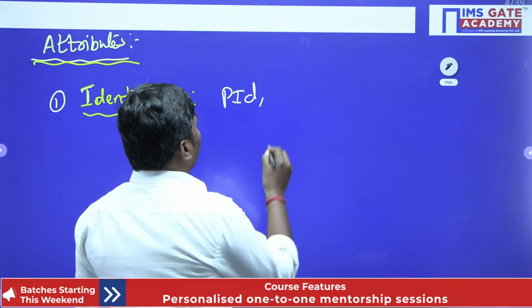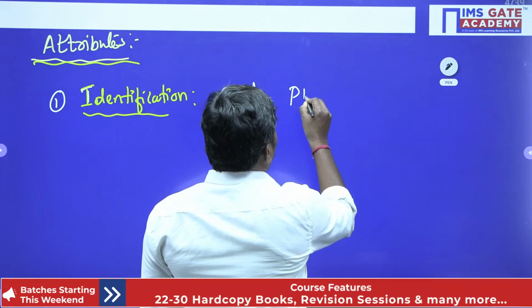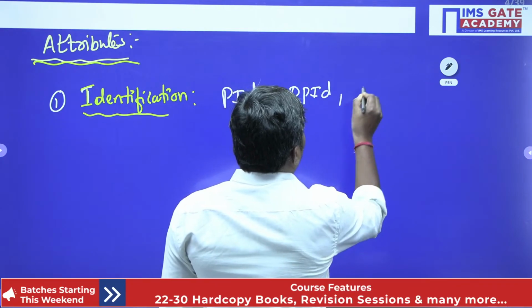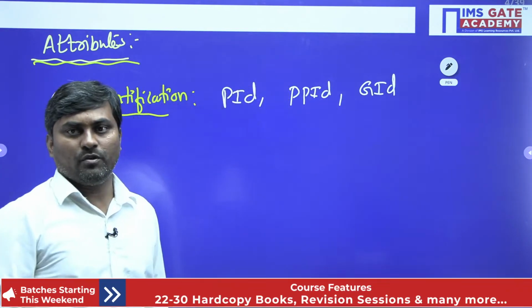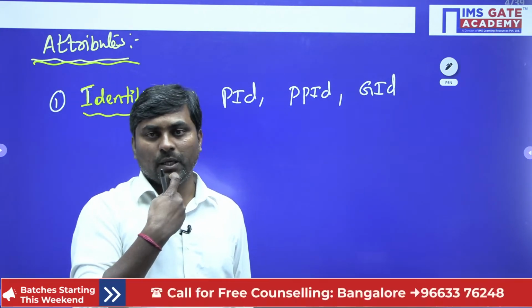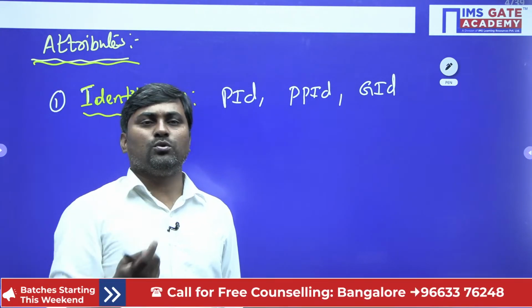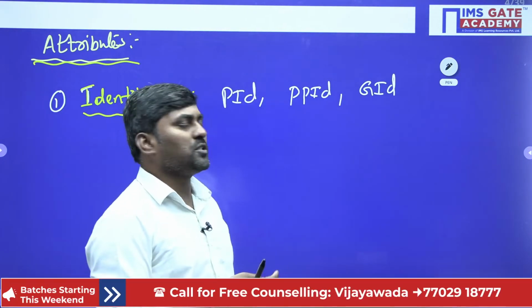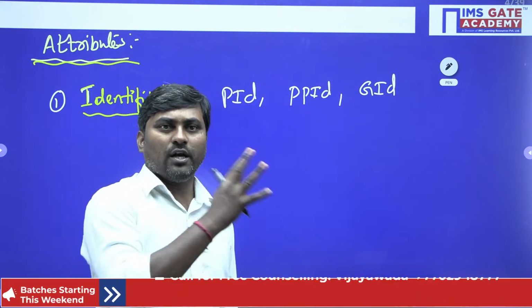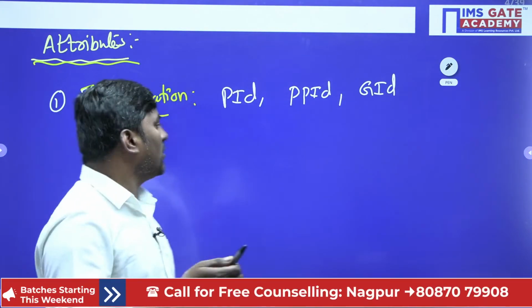If the process is a child, there is a parent ID, the process parent ID. Then the type or group: which group the process belongs to. The category of a process, like user interactive process, background process, OS process, and so on. So these are related to the identification of a process.